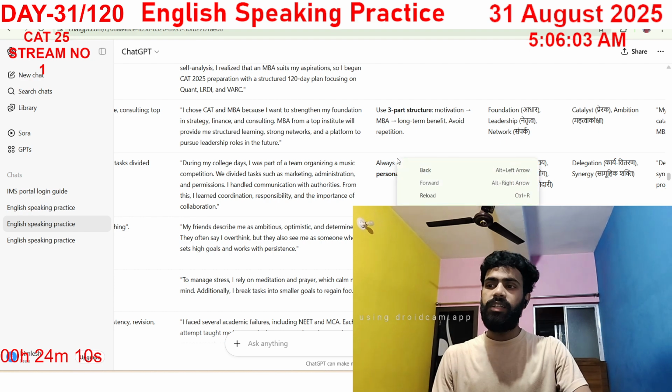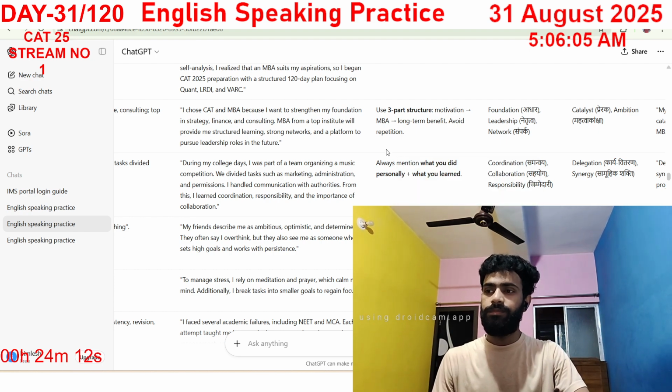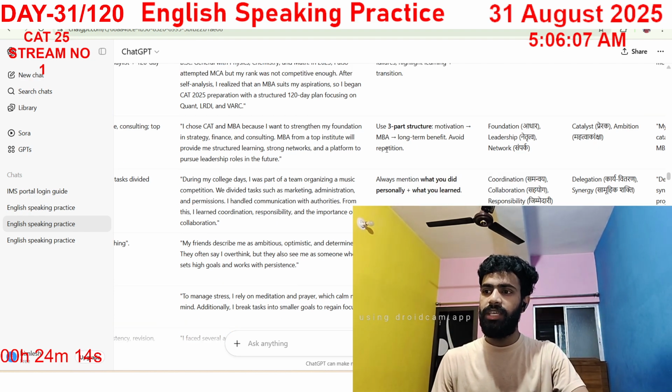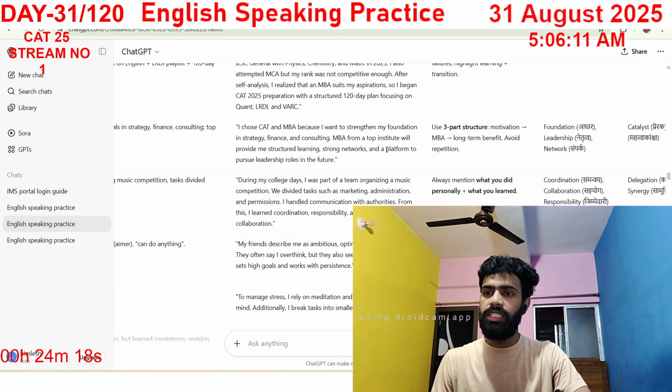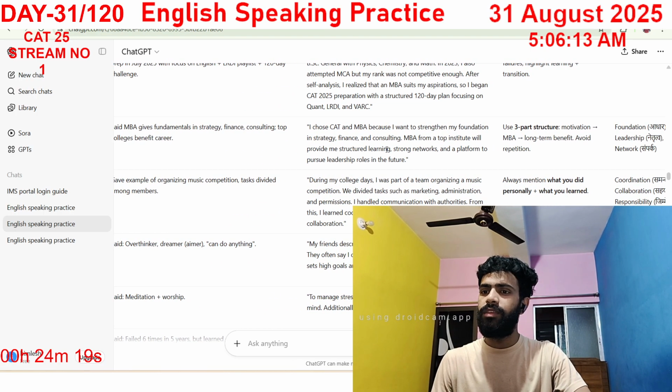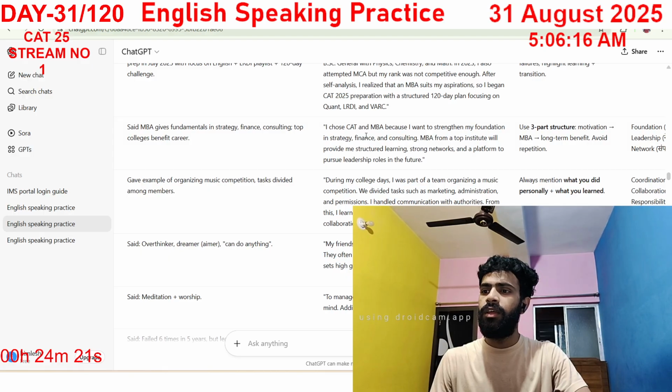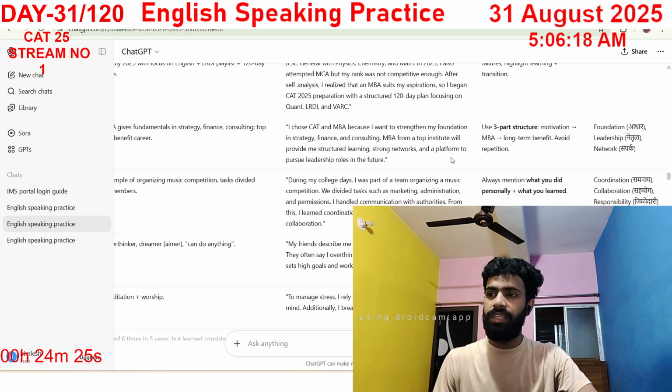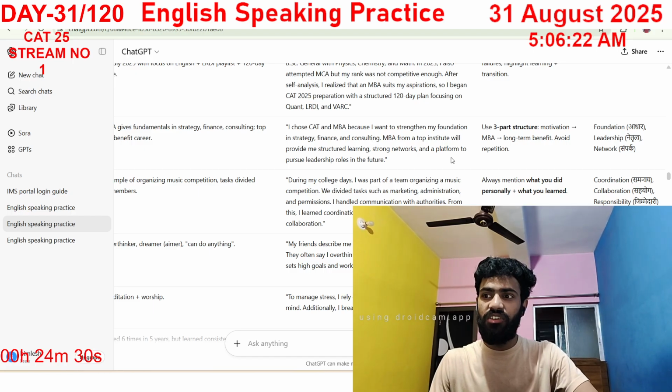Use a three-part structure: motivation, MBA, long-term benefit. Avoid repetition. So the corrected version is: I chose CAT and MBA because I want to strengthen my foundation in strategy, finance, and consulting. An MBA from top institutes will provide me structured learning, a strong network, and a platform to pursue leadership roles in the future.